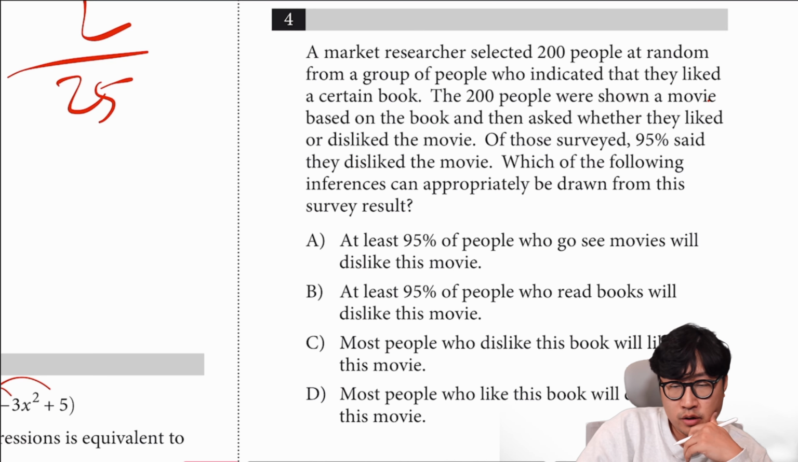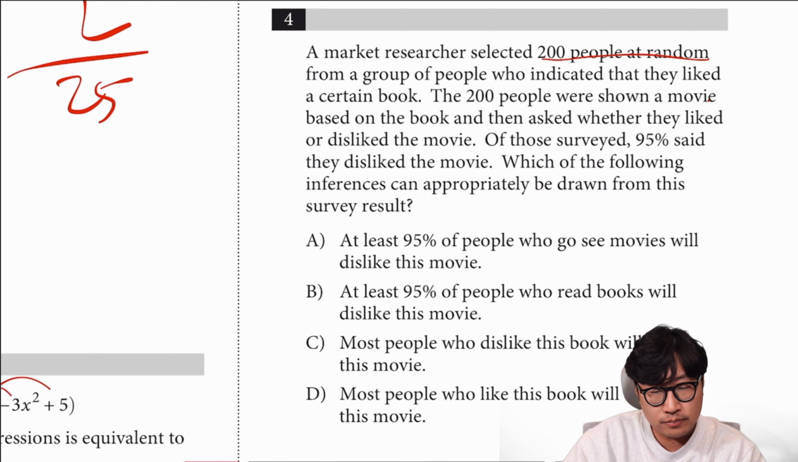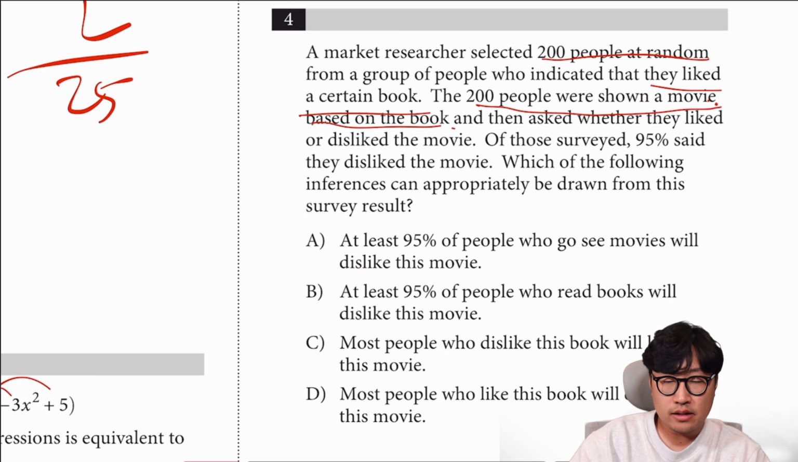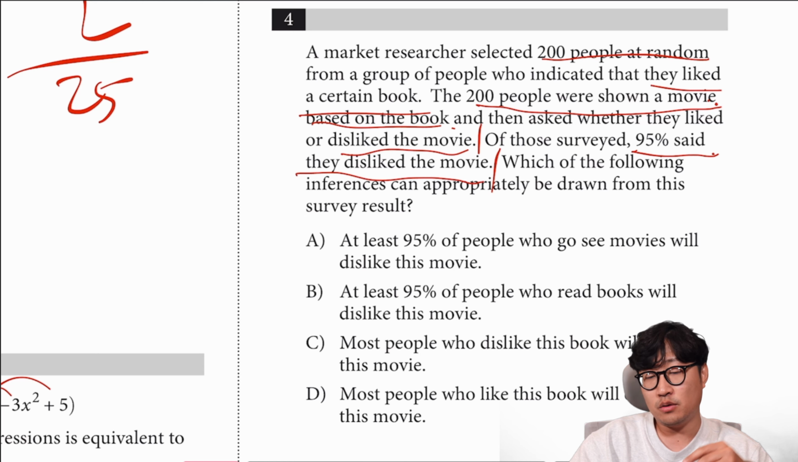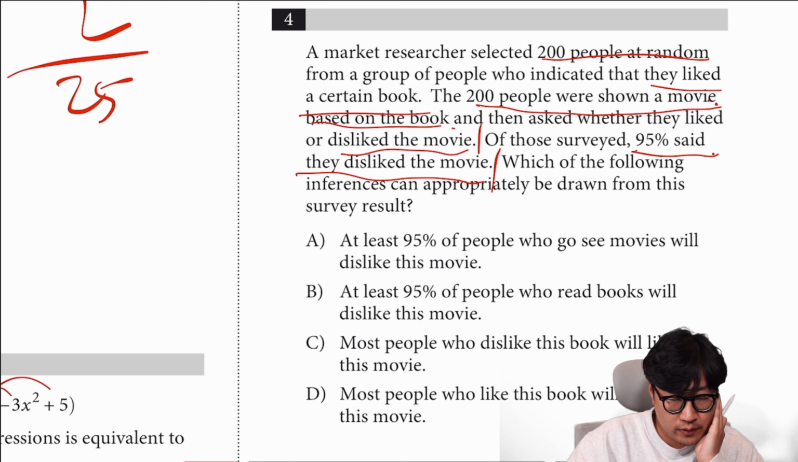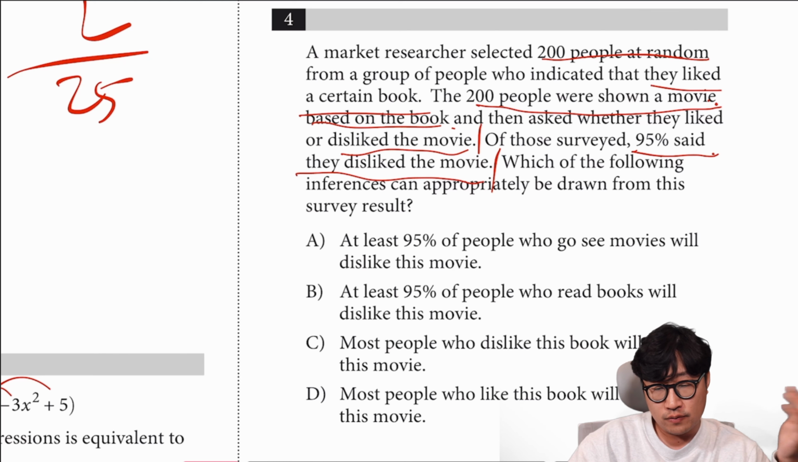Number 4, a market researcher selected 200 people at random from a group of people who indicated that they liked a certain book. Okay, so 200 people are shown a movie based on the book, and then asked whether they like the movie or not. And then of those surveyed, 95% said they disliked the movie. So like, they like the book, but they don't like the movie. Okay, which of the following inferences can appropriately be drawn from this survey result?